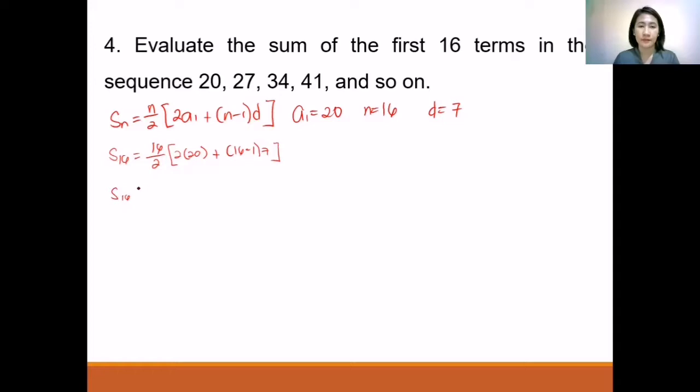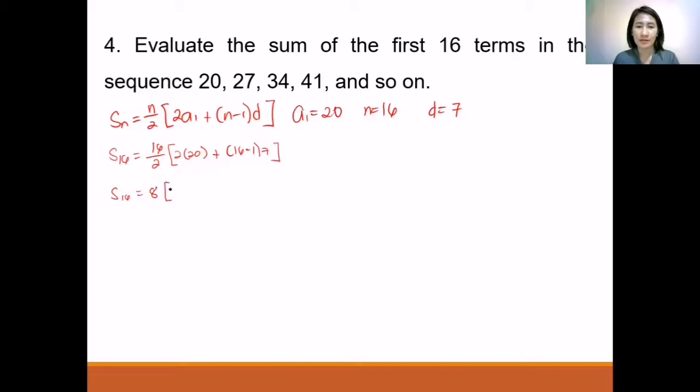Simplify. You might be asking, what if, ma'am, we don't have 16 here, like 19 or any odd number? So it's possible for you to have an answer which is decimal or fraction. So you have 16 divided by 2, 8.